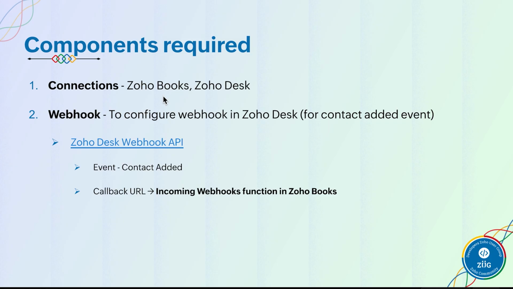We have already covered the topic of creating and configuring connections in detail in a previous Extensions 101 webinar. If you would like a refresher or need more guidance, you can access the recording of that session in the resources section on the Zoho community portal. To summarize, we will be creating two separate connections, one for Zoho Desk and one for Zoho Books. The next component is going to be the webhook.